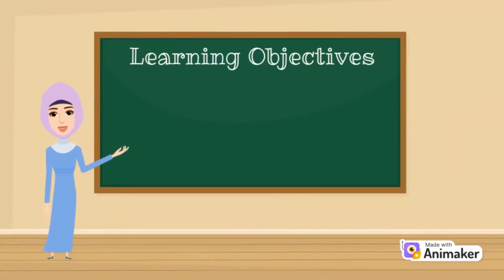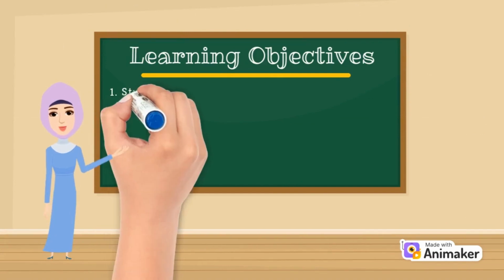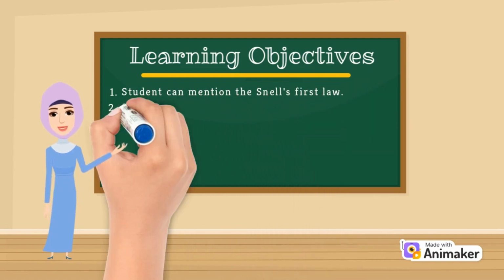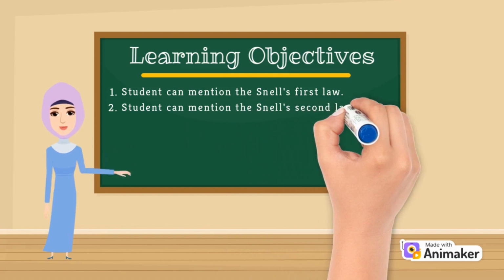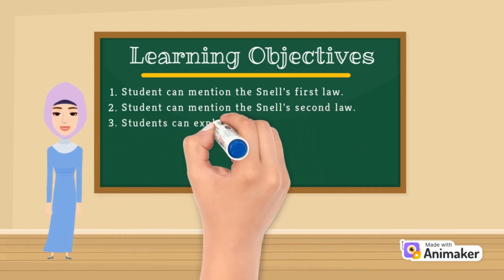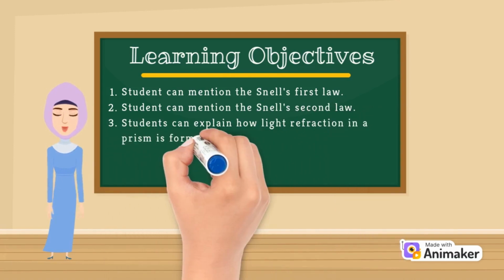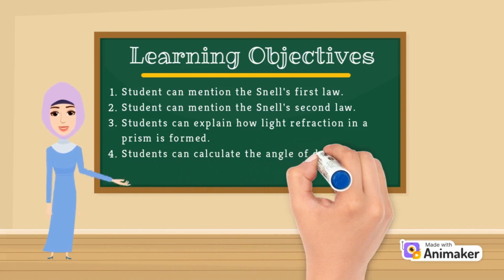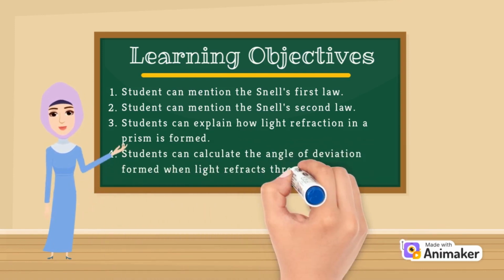What are our learning objectives? First, students can mention Snell's first law. Second, students can mention Snell's second law. Third, students can explain how light refraction in a prism is formed. And last, students can calculate the angle of deviation formed when the light refracts through a glass prism.